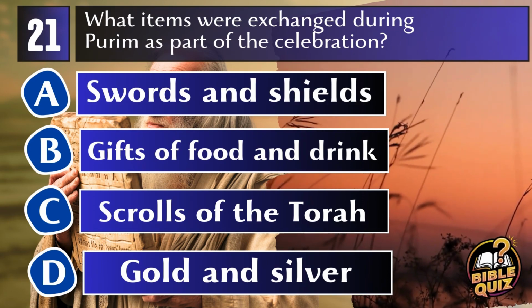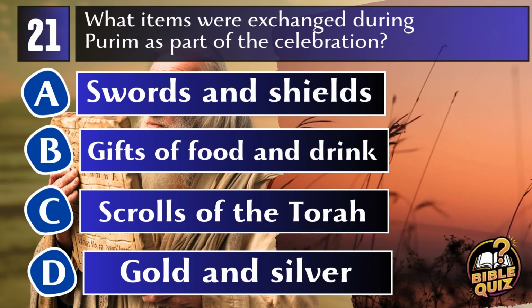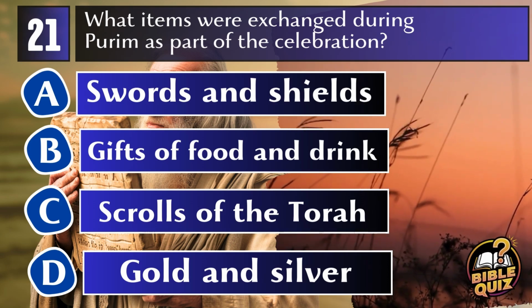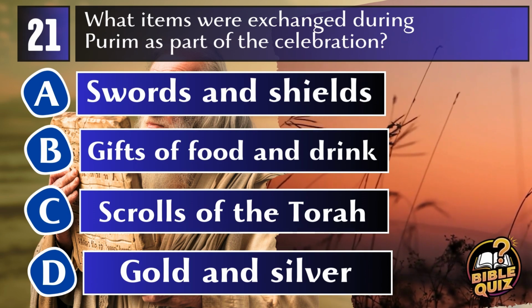A. Swords and shields. B. Gifts of food and drink. C. Scrolls of the Torah. D. Gold and silver.